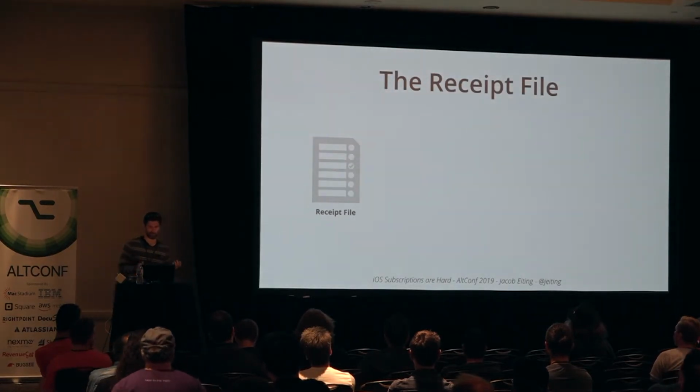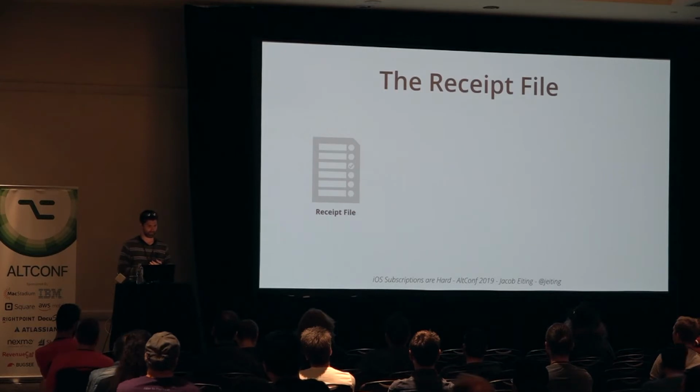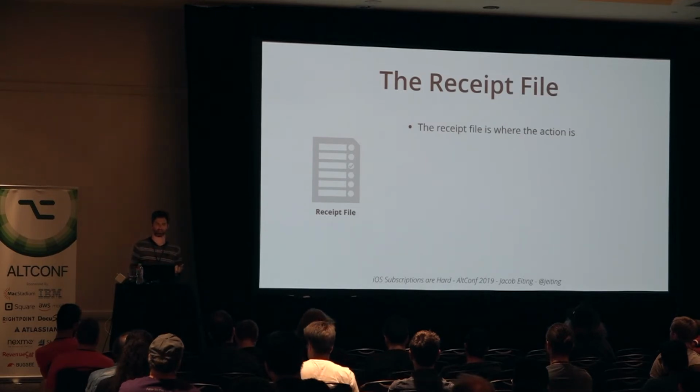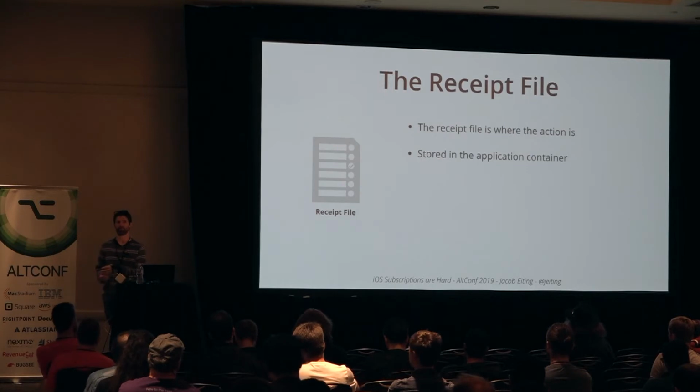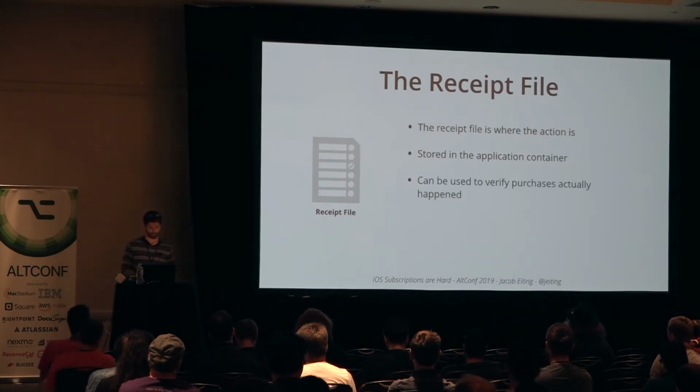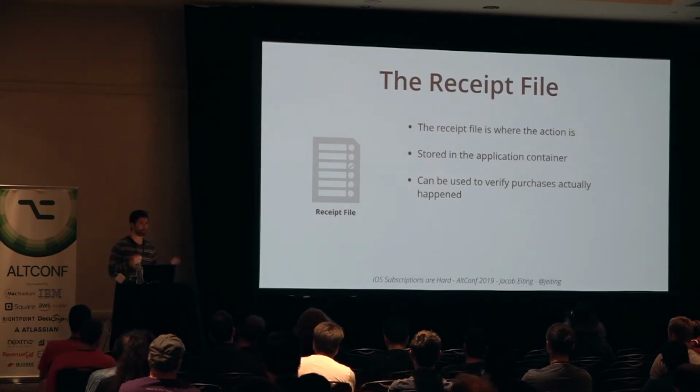This is kind of cool. It's, if nothing, an academic exercise, but the receipt file is where all the interesting information is. It's this file that StoreKit writes to the application container, so it's actually in a space that your app can read. And it can be used to verify that purchases actually happened. What's really interesting is it can be used just with cryptography tools to verify purchases without communicating with Apple, which is neat, although somewhat useless.